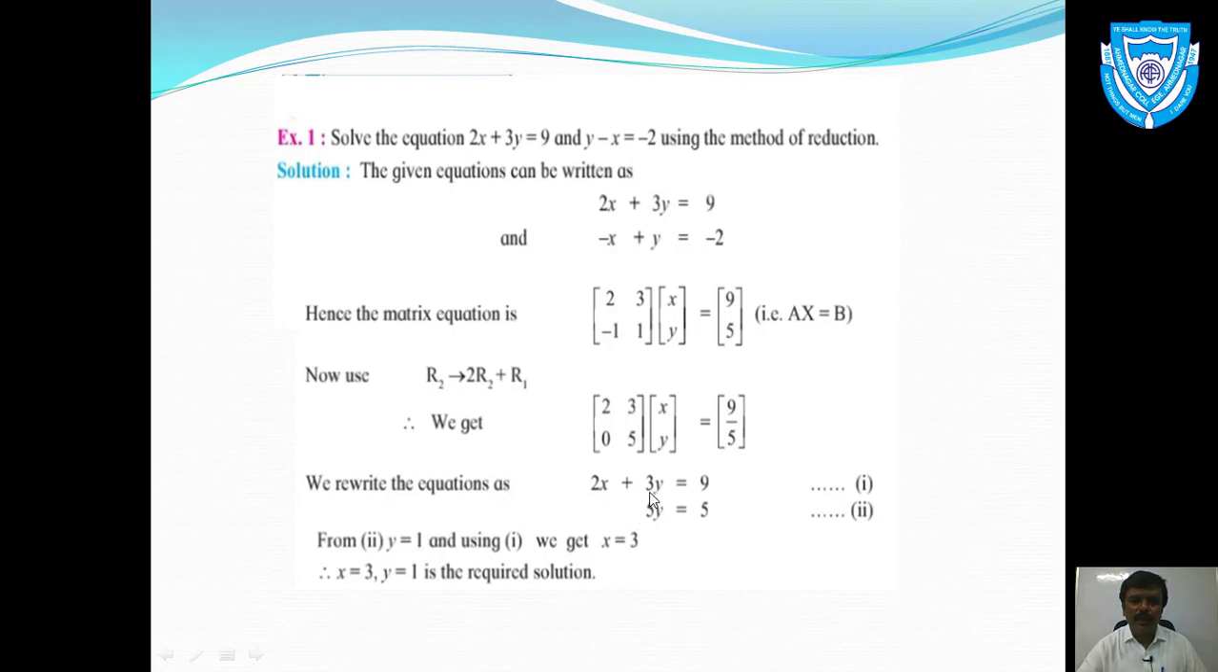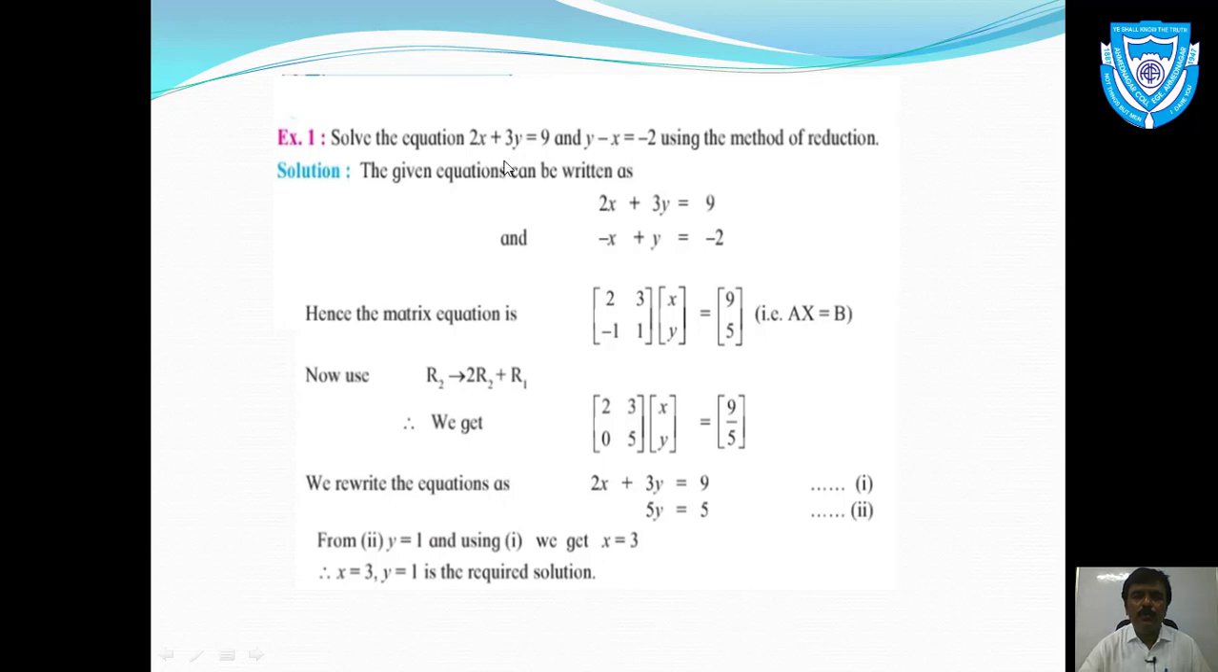Put this value of y in the first equation, you will get x. What is x? x equals 3. This is how, using the method of reduction, we can find the values of variables. Here we got x equals 3 and y equals 1. I would like to repeat the procedure.